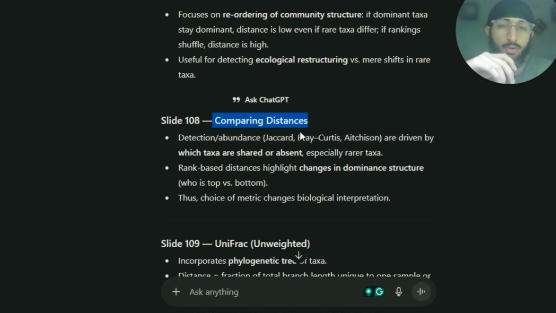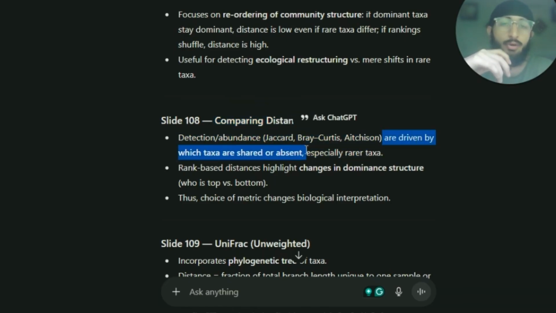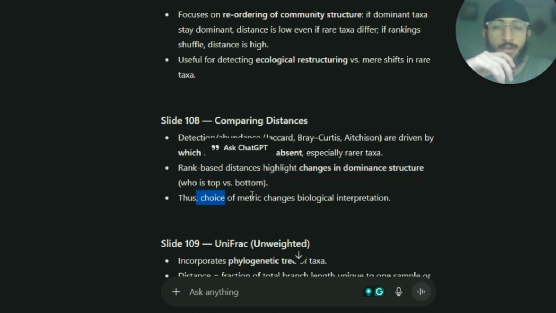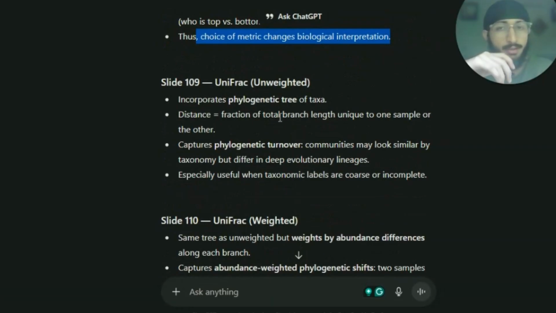Now, comparing distances, detection or abundance based measures, Jaccard, Bray-Curtis, Aitchison, are driven by which taxa are shared or absent, especially rarer taxa. Now, rank-based distances highlight changes in dominant structure, who is top versus bottom. Thus, the choice of metric changes biological interpretation.